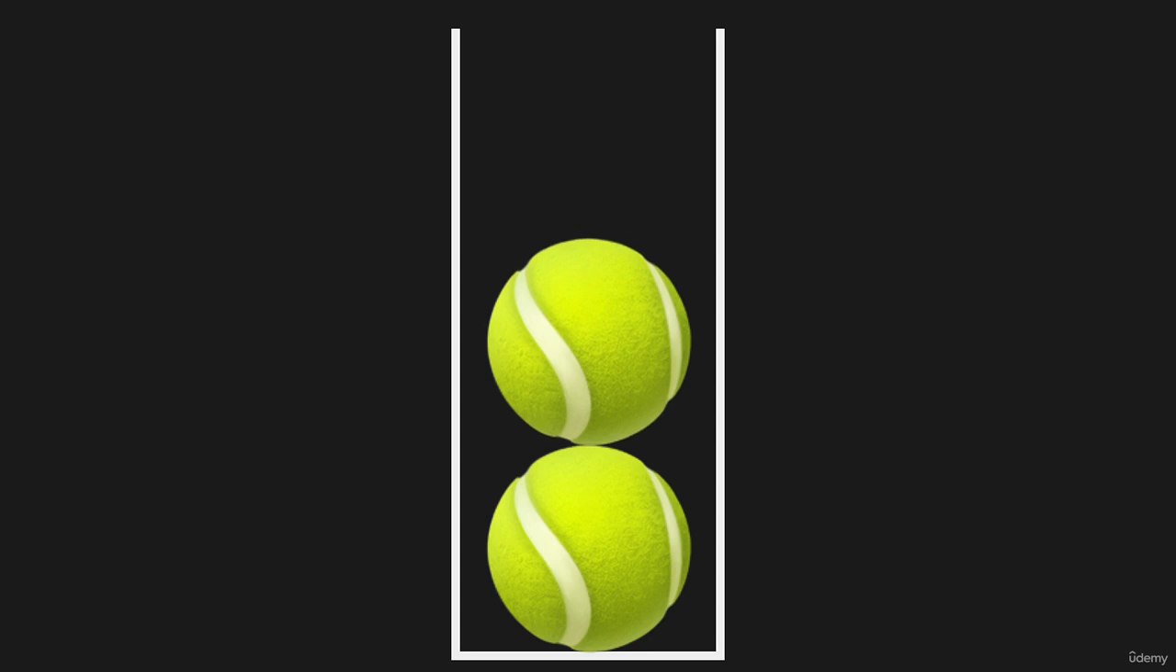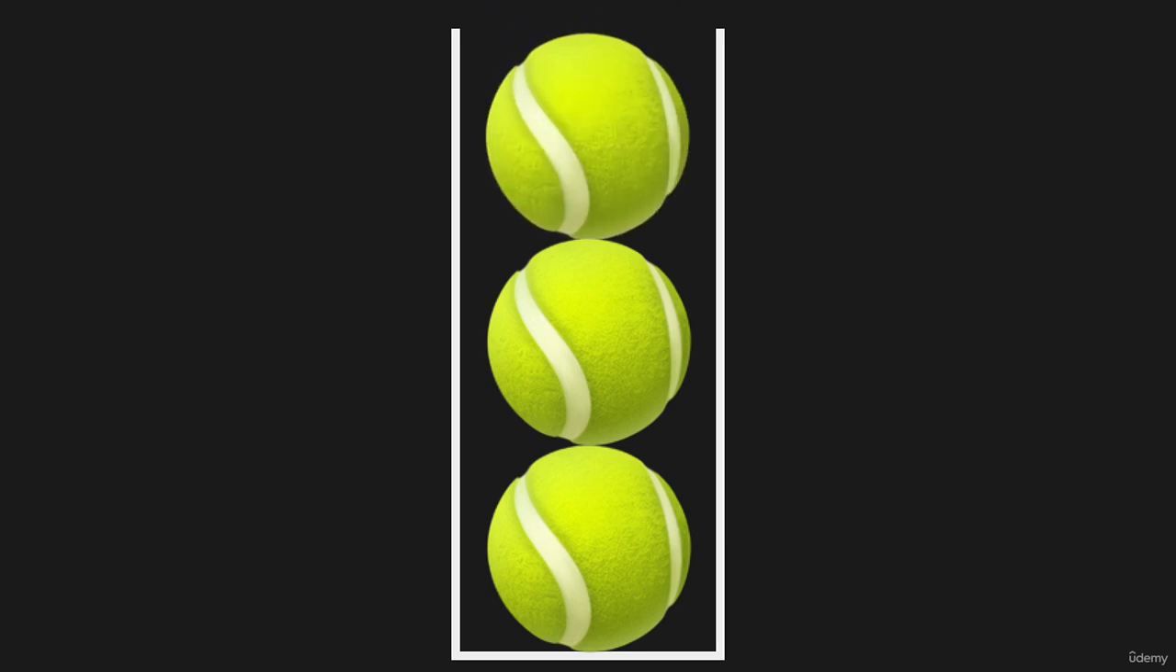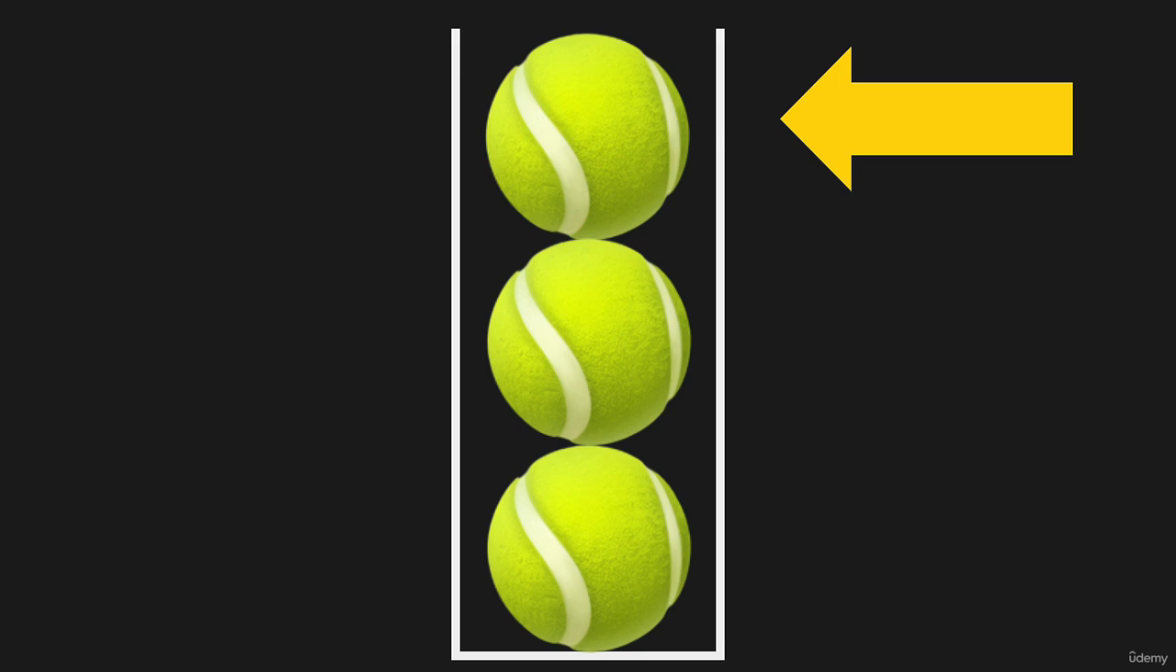But the thing that makes a stack is you can only get to the last item that you pushed onto the stack. That second tennis ball. As soon as you push that second one on, you can't get to the first one without first removing the second one. And then when we push the third ball on, we can't get to the second one. The only one we can get to is the one that is on top. This is called LIFO. Last in, first out.